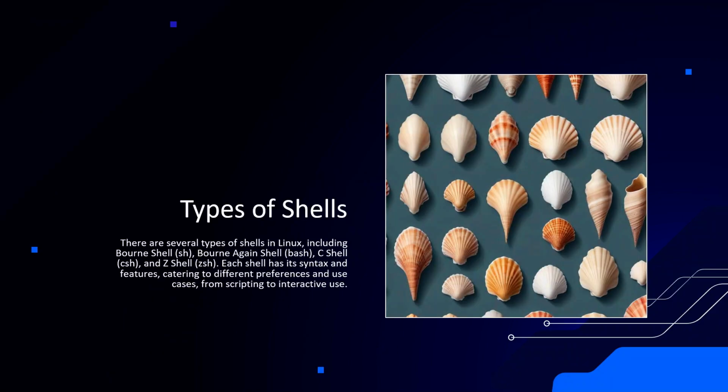Types of shells. There are several types of shells in Linux, including Bourne shell or sh, Bourne Again shell or bash, which is the most widely used shell, C shell or csh, and Z shell or zsh. Each shell has its own syntax and features, catering to different preferences and use cases, from scripting to interactive use. Each of them has unique features and unique uses, but we will use the bash shell for most cases in our course.